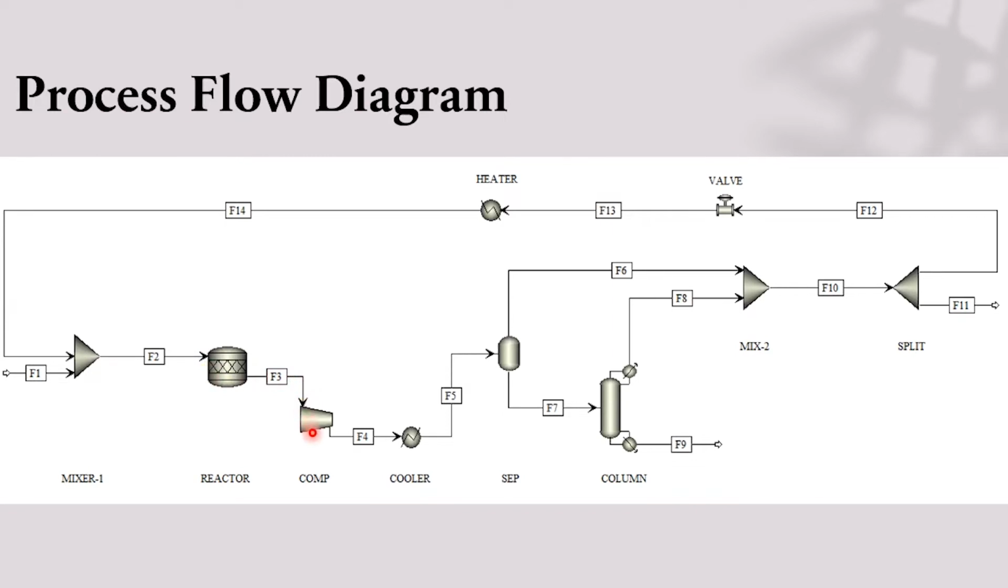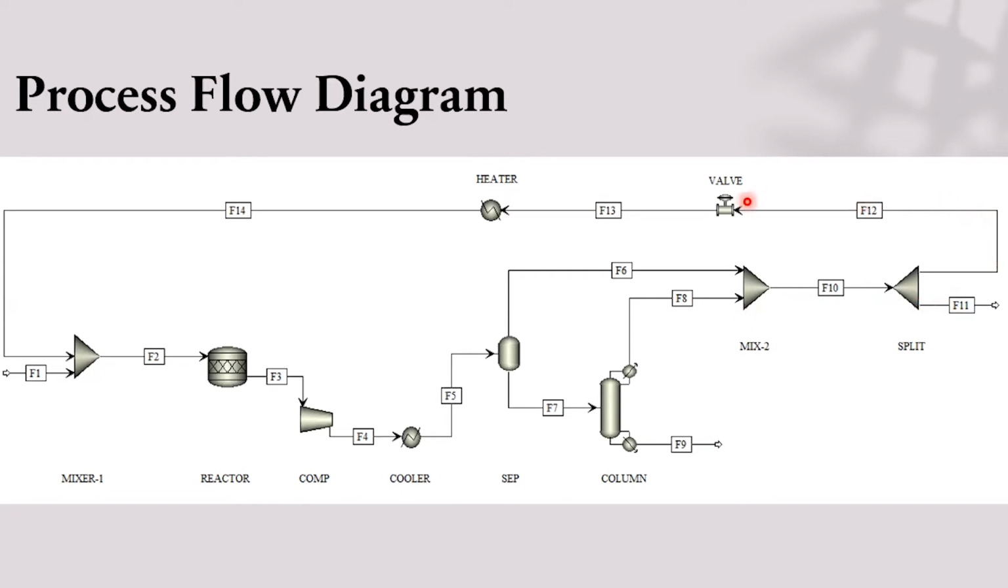It will be compressed, then cooled down and separated in this separator, which is SEP, and the top product and bottom product are produced as F6 and F7 respectively. The F7 stream is sent to this distillation column, where F9, which is 99.9% pure ethyl chloride, is separated. The top product F8 and F6 are mixed. Then part of it is purged while the remainder is recycled.